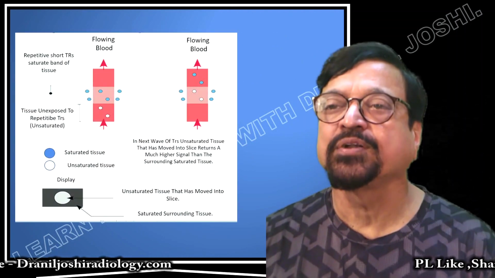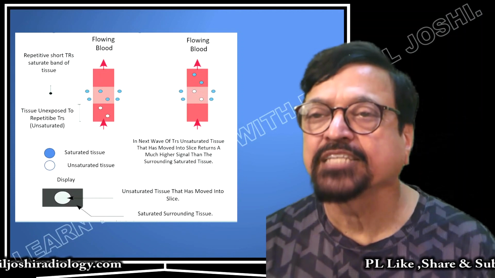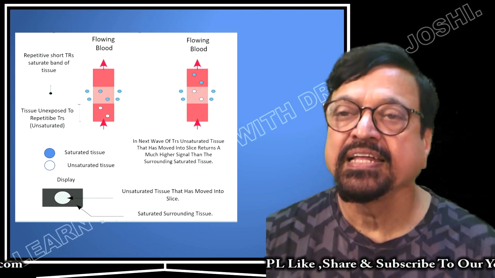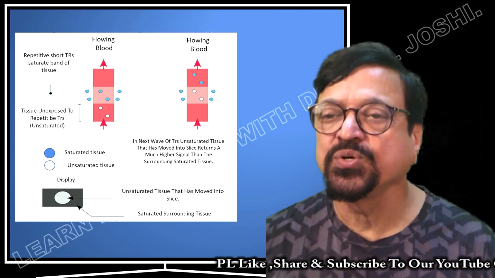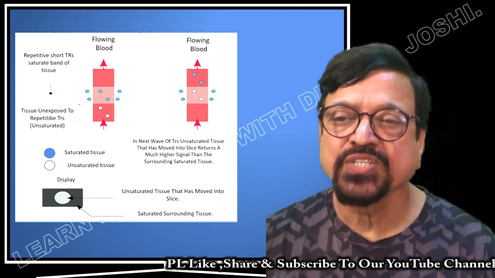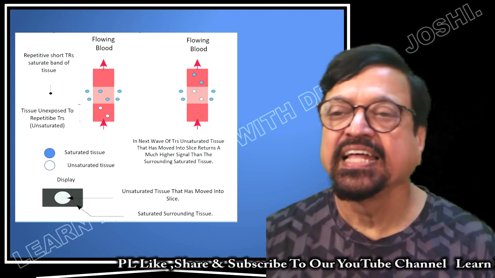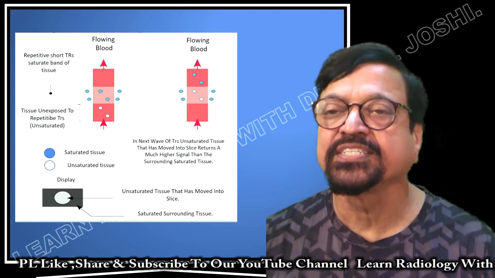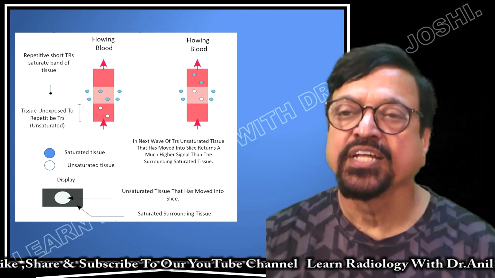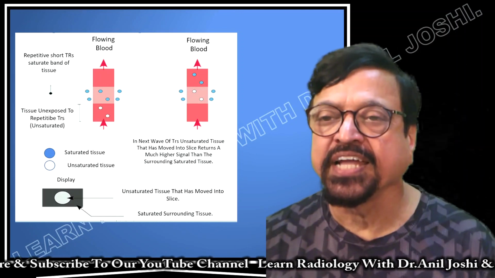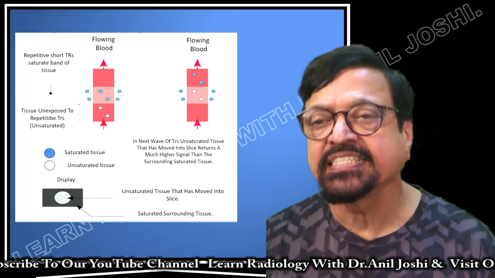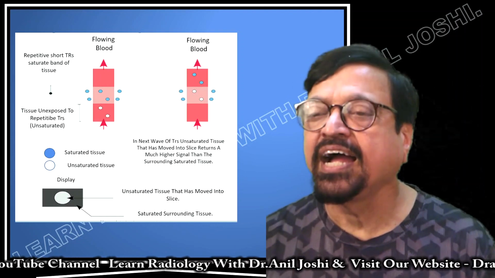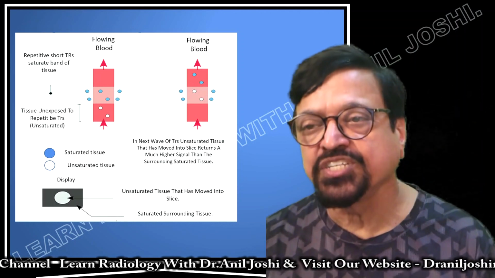Now, diagrammatically we will try to explain. You are seeing two diagrams of flowing blood. The blue indicates saturated tissues, and a hollow circle, you can call this white, is unsaturated tissues. Here you are seeing repeated short TRs, a saturated band of tissues, then tissue unexposed to the repetitive TRs, some outside and some inside. How they cast signal is already explained to you, and this is a diagrammatic representation of the same thing I have told you just now.